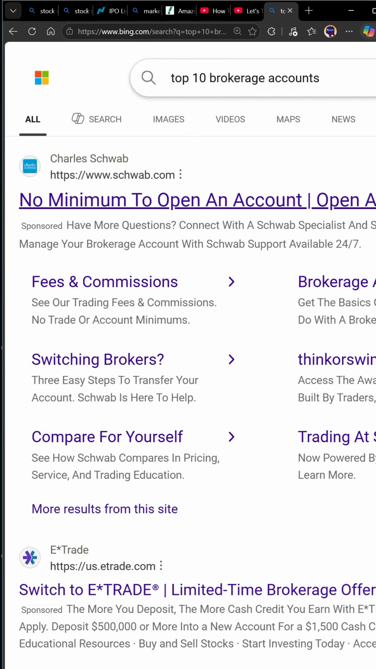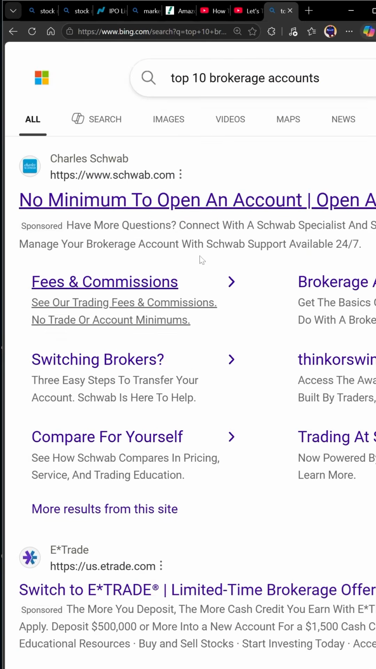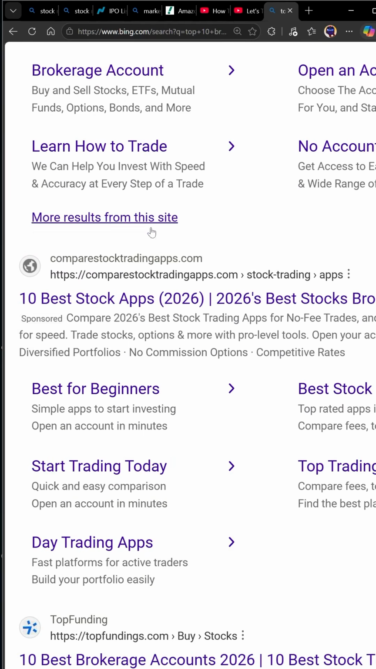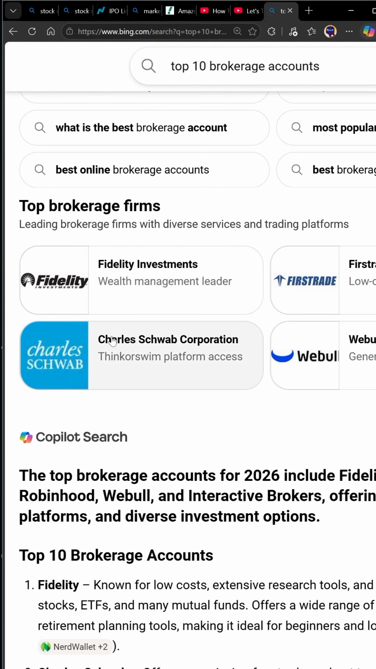And then you want to look up a brokerage account, okay? And which account, like Charles Schwab, E-Trade, you got Fidelity, it should be up here. Here it is, Fidelity, Webull. These are all places that you could open up an account with some money and begin trading.